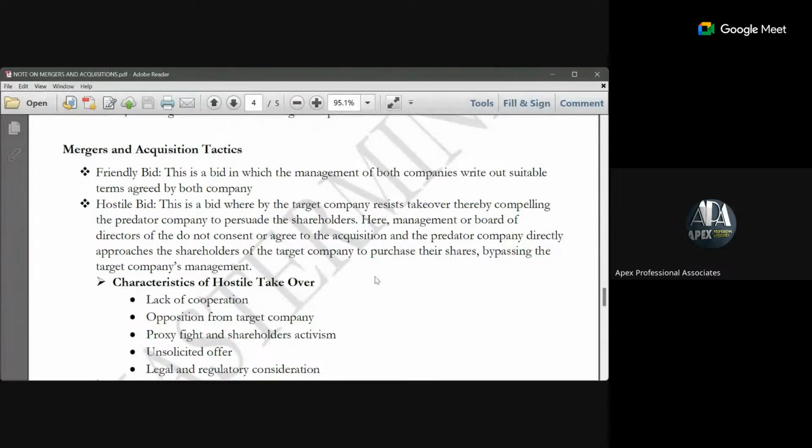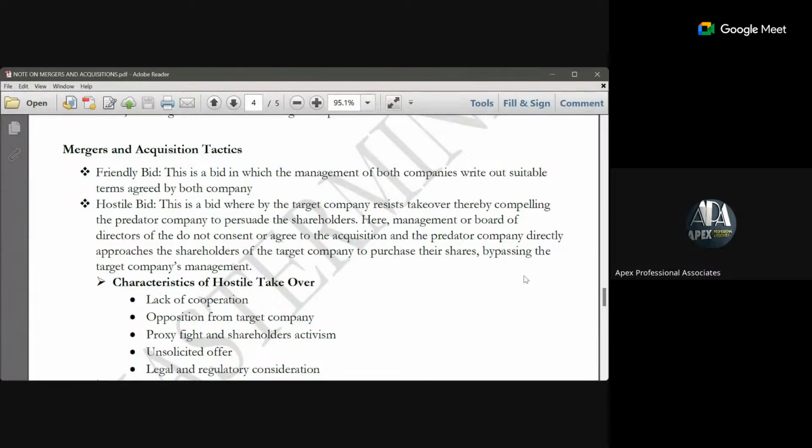Now, they could try to purchase their shares, or push the shareholders to sell their shares, or give them a very sweet, interesting offer that would push them to sell their shares. And in doing this, they bypass the target company's management. That is, they bypass the board of directors or the management team, and go to the shareholders for them to be able to get what they actually want.